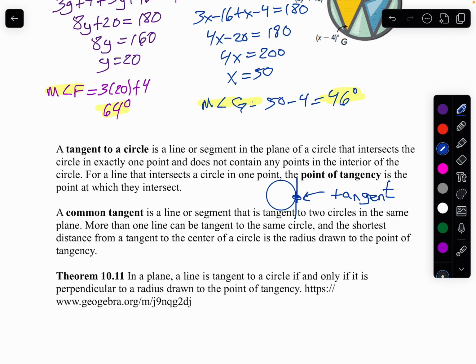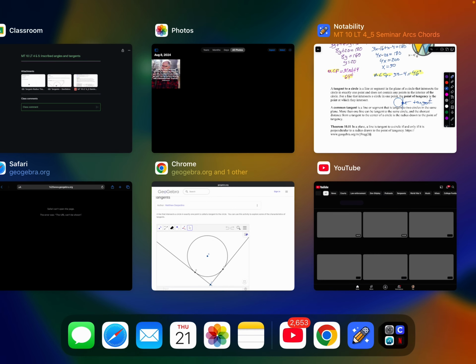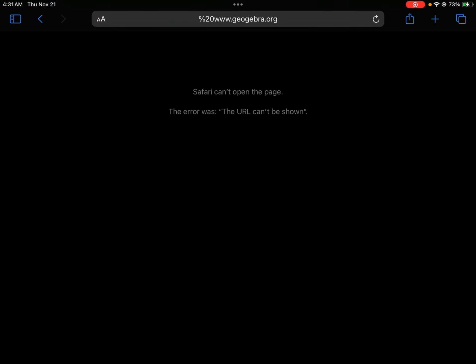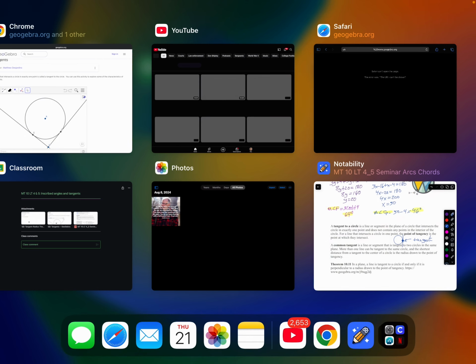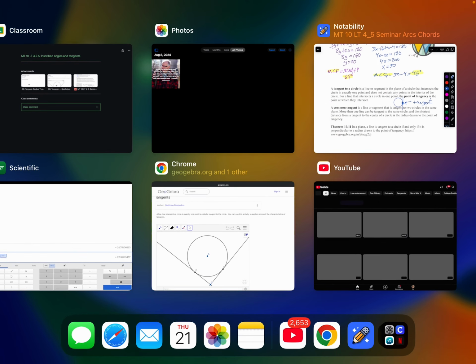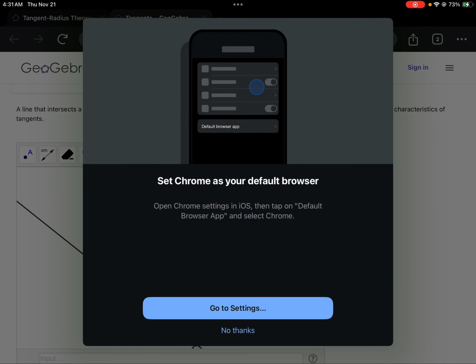Now, we do have a couple theorems that go along with this, but it's easier to see it, I think, with the visualization. And let me see, what did I do with it here? No, I don't want that one. I want Chrome. There we go.